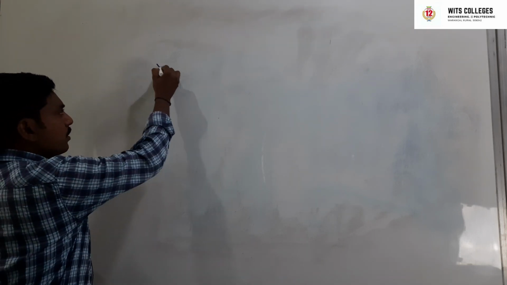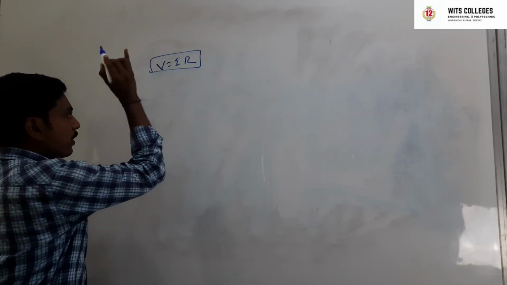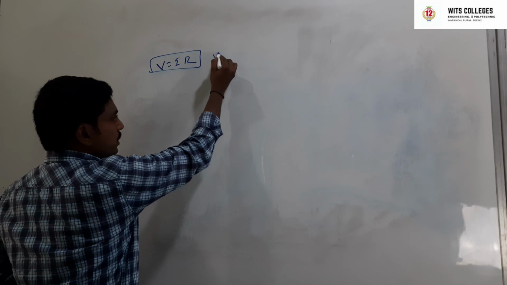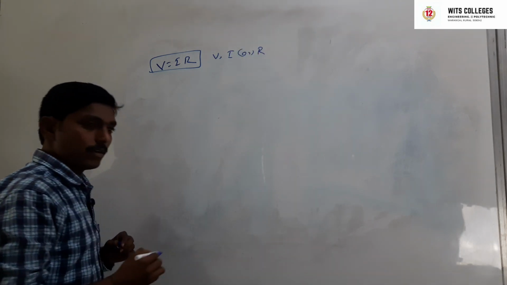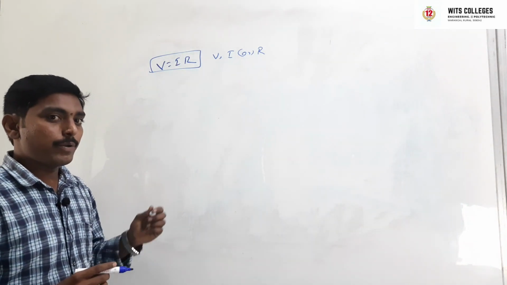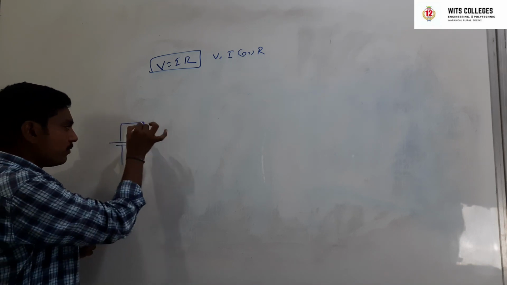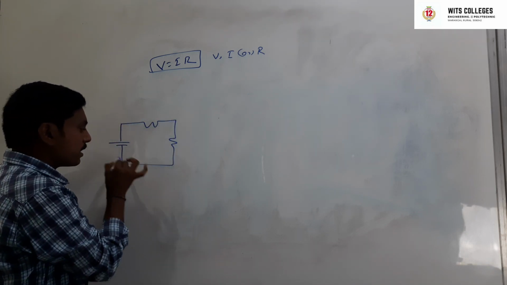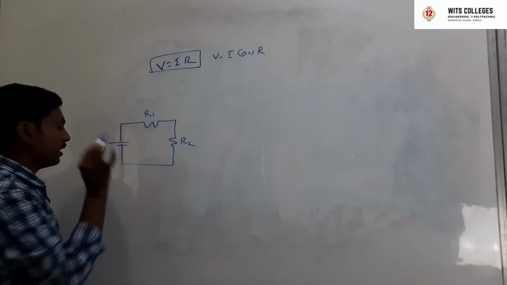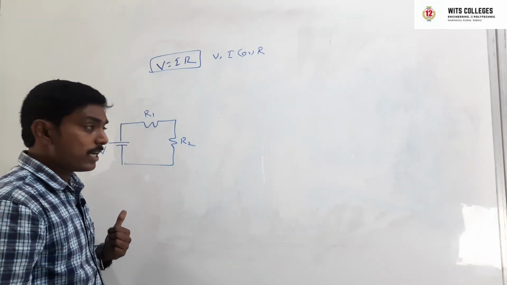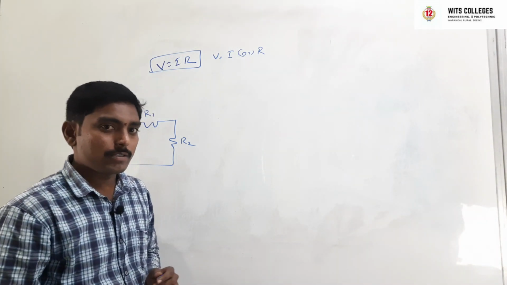Ohm's law is nothing but V is equal to I into R. By using this equation we find either voltage, current or resistance. These are the objectives we find by using Ohm's law. For example, this is a simple circuit. This is the resistor, this is the resistor, R1 and R2, and this is the voltage V. What type of circuit is this? This is a series circuit. Already we discussed series and parallel concepts earlier.